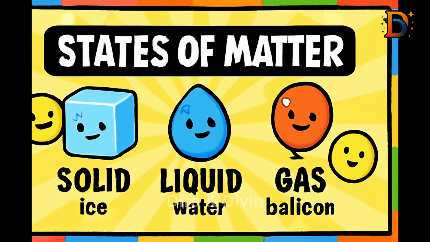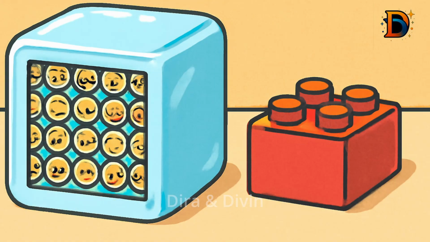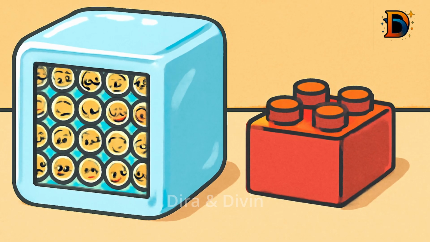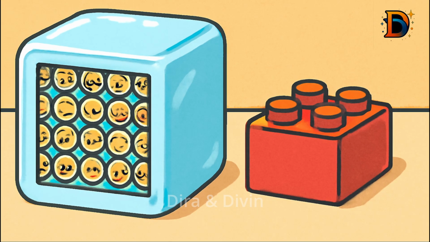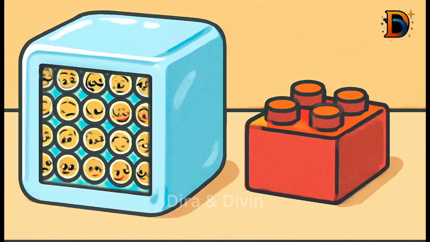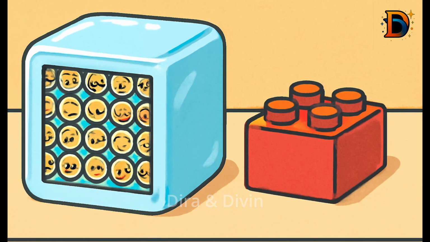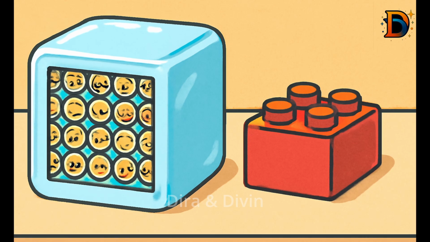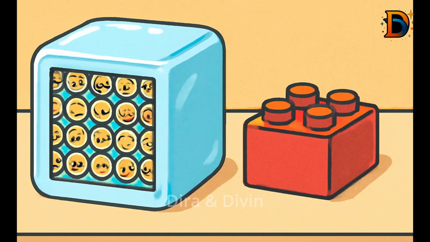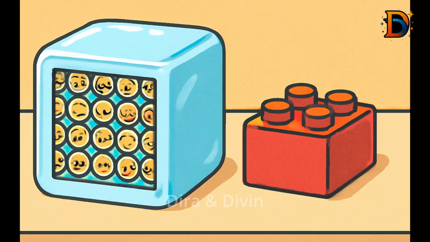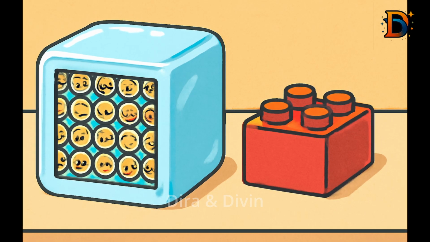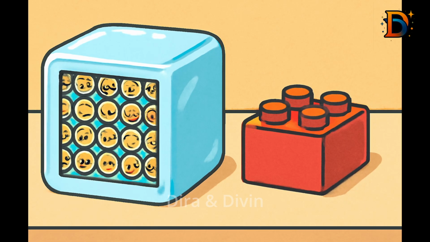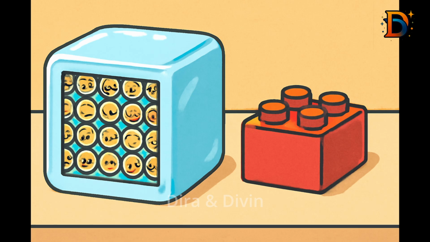Solid. Solids have a fixed shape and don't change size unless you break or cut them. The tiny particles inside solids are packed super close together and stay in one place, like friends sitting shoulder to shoulder. Examples: ice cubes, a toy car, a pencil.